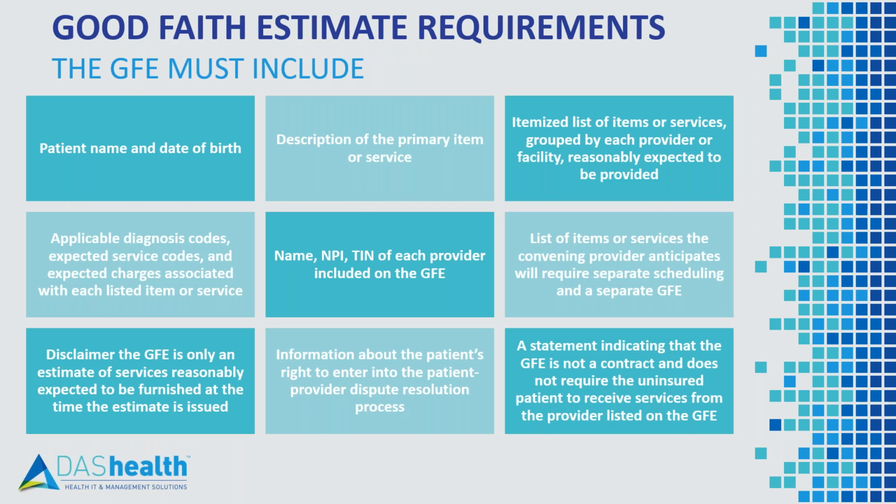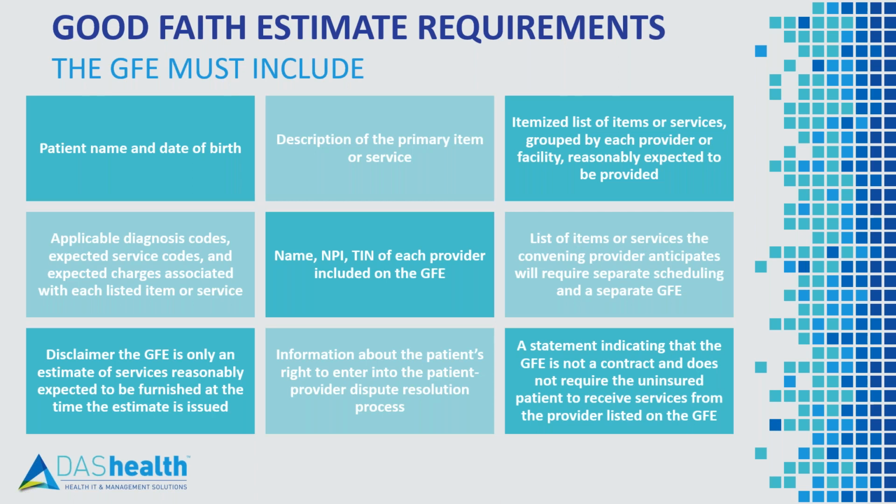So CMS has laid out very detailed requirements for these good faith estimates. So I'm just going to go ahead and read down the list of what they require. No other way to get around it. First and foremost, you need the patient name and date of birth. You need the description of the primary item or service being provided. You need the itemized list of items or services grouped by each provider or facility, reasonably expected to be provided. You need your applicable diagnosis codes, expected service codes, and expected charges associated with each listed item.